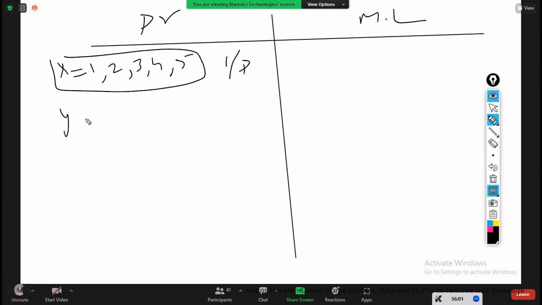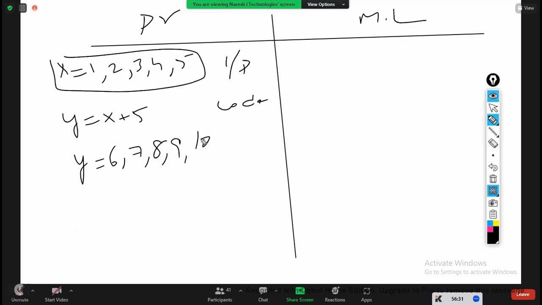And I'm going to write y is equal to x plus 5. If I ask you to write a program to add 5 to each and every value, now you have written the program. The program is called code. The code is y is equal to x plus 5. Based on this code, what is the answer you are going to get? Y values are 6, 7, 8, 9, and 10. So this is the input and this is the output: 1, 2, 3, 4, 5 gives 6, 7, 8, 9, and 10.